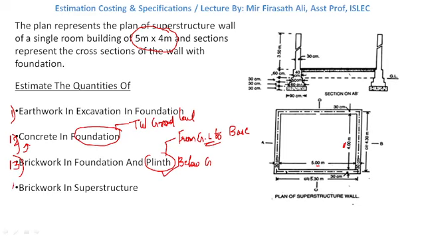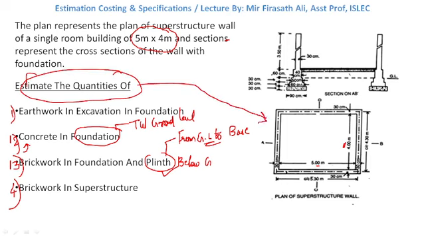Fourth, we need to find out the brickwork in superstructure. All the quantities which we are estimating have to be taken out. We need to determine all these quantities of this plot with this cross section. So the first thing is to determine the length of long wall, and the second thing is to determine the length of short wall. Let us first determine the length of long wall.